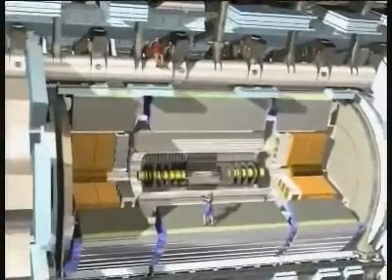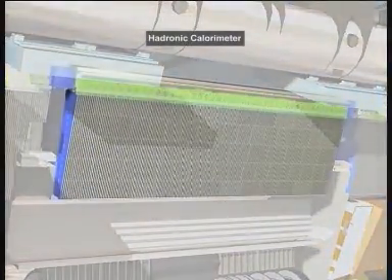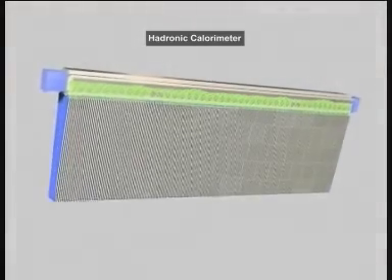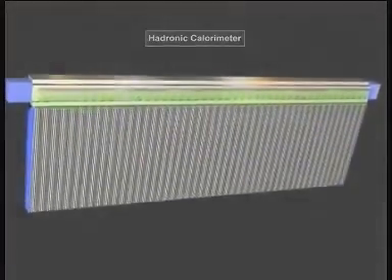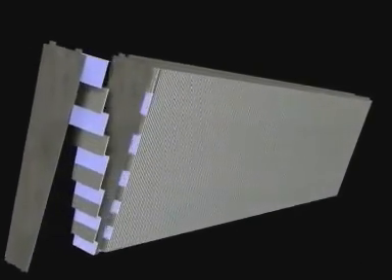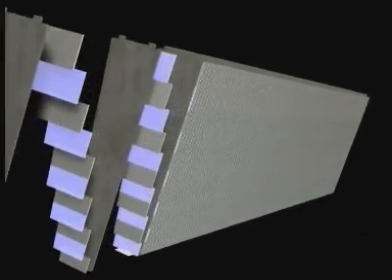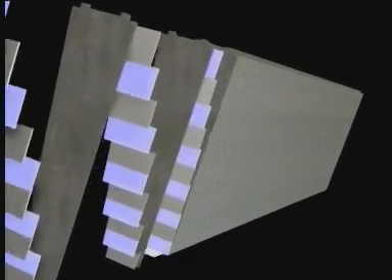Now we see the large outer calorimeter, the hadronic calorimeter. This device is used to measure the energies of a set of particles called hadrons that includes neutrons, protons, and mesons. It is a large array of interleaved steel and scintillator sheets called tiles. A scintillator is a material which radiates light when exposed to a charged particle.